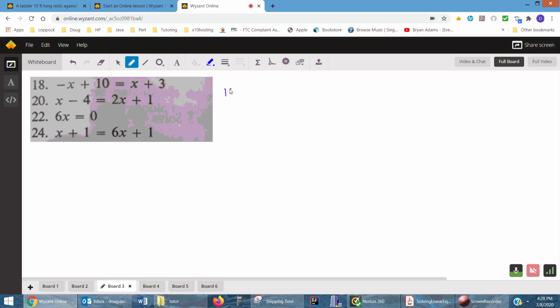Number 18. Let's put the x's on the left side. And by the way, the side that you put the variable on is up to you. It's your choice. I could just as easily put the x's on the right side. If I put this plus x to the left side, I'll have a minus x, and another minus x is minus 2x. If I transpose the plus 10 to the right side, I'll have a 3 minus 10 is minus 7. And now if I divide both sides by negative 2, negative 7 divided by negative 2, negative divided by negative is positive. So I'll go right to positive 7/2.